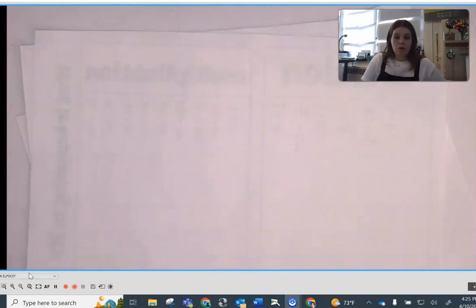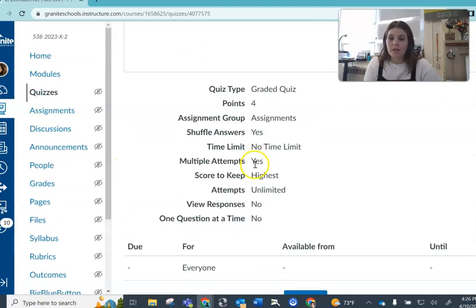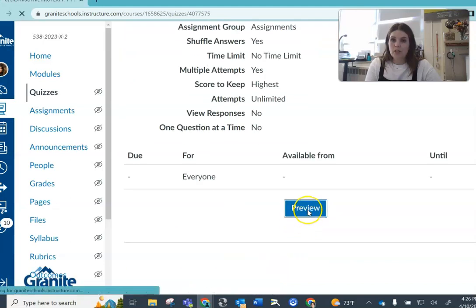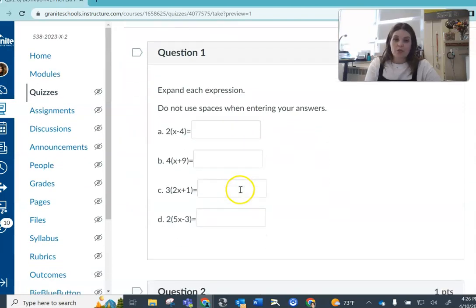Okay, that being said, let's look at the problems that you are going to be doing for this quiz. This is quiz 8, distributive property. I haven't reminded you in the last couple of videos, but remember as you're finishing these, hang up the stars that match the quiz name. So question number 1 wants you to expand each expression using the distributive property, and when you enter them, don't use spaces. So I'm actually going to do A and D with you, and I'll let you do B and C on your own.